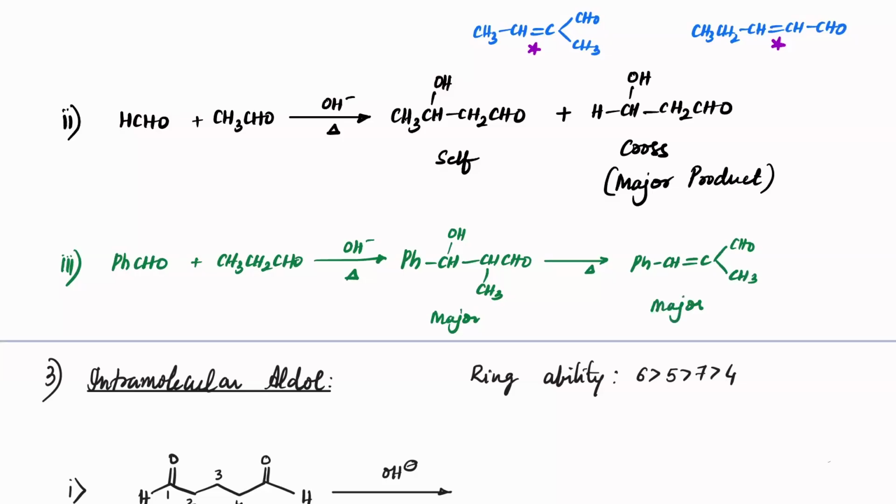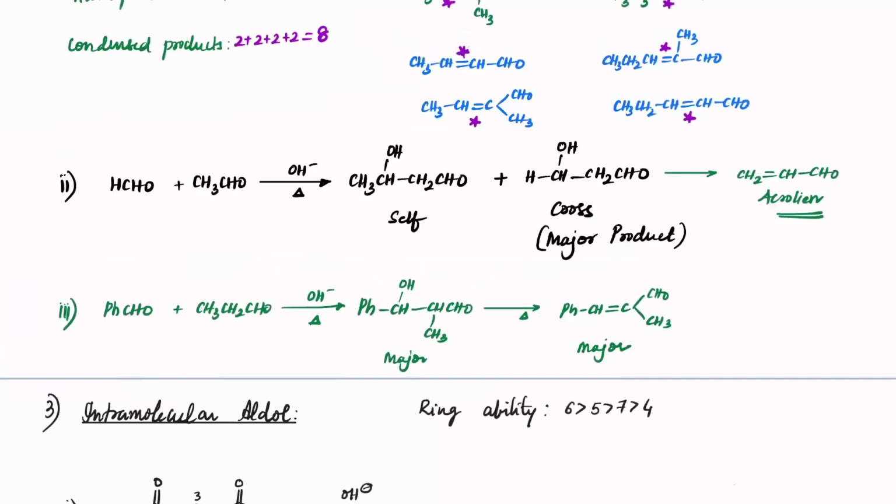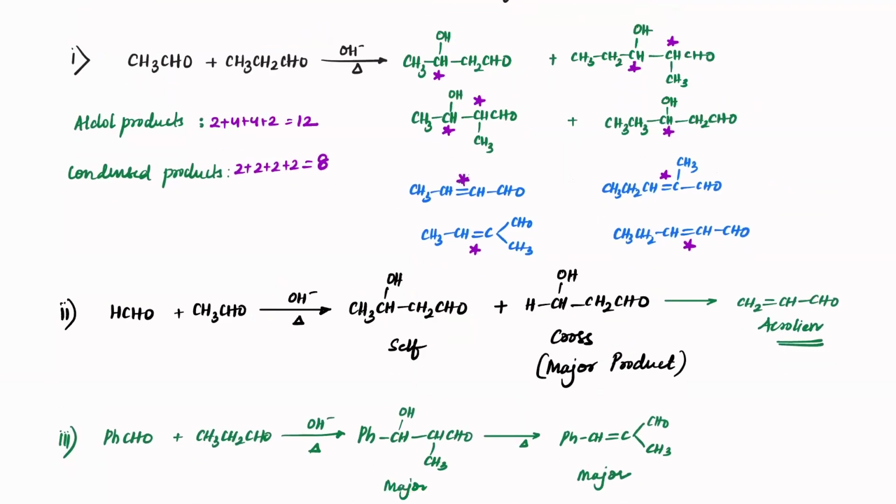Similarly, here also, after the cross product and after the elimination, I'll get CH2 double bond CH CHO. This is called acrolein. So acrolein can be created out of the cross product from formaldehyde and acetaldehyde. Okay. Is this point clear, everybody?